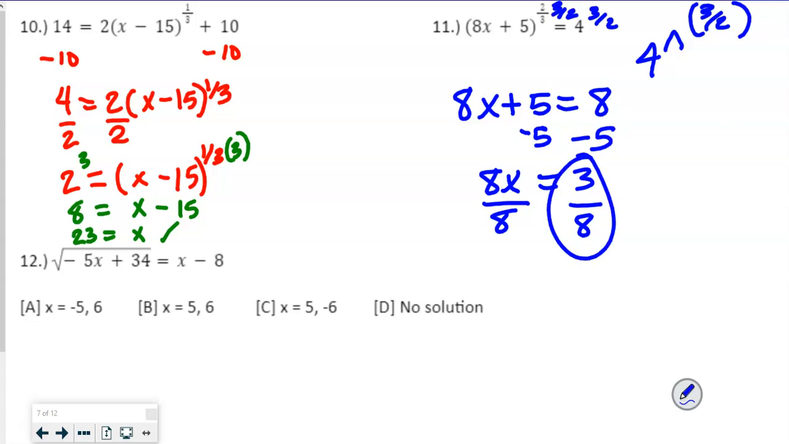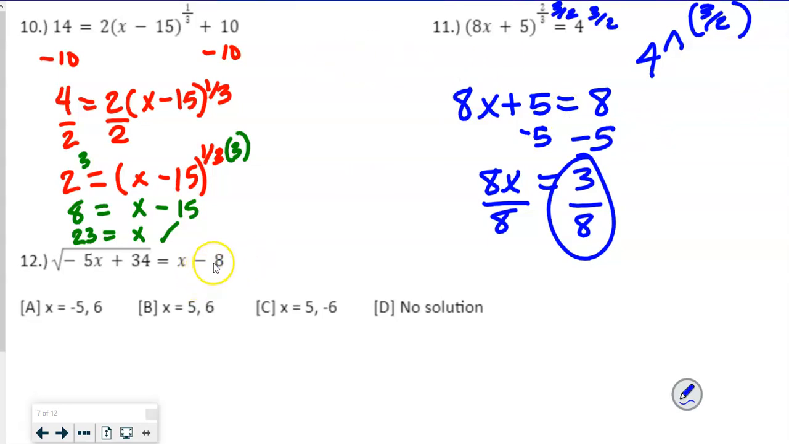And again, you can plug it in there because 3/8 times 8 is 3. 3 plus 5 is 8, right? And then 2/3, take an 8 to the 2/3 power, you're going to get 4. Okay, so you can double check it there.